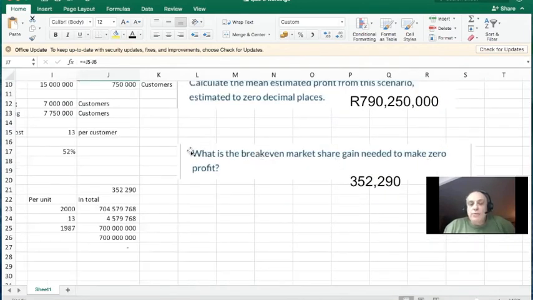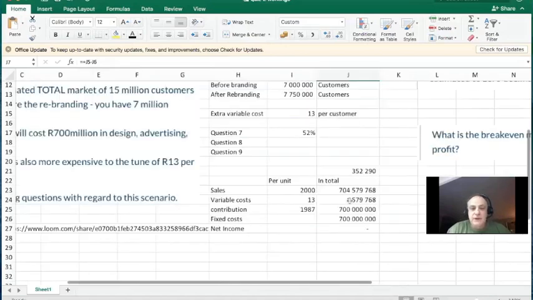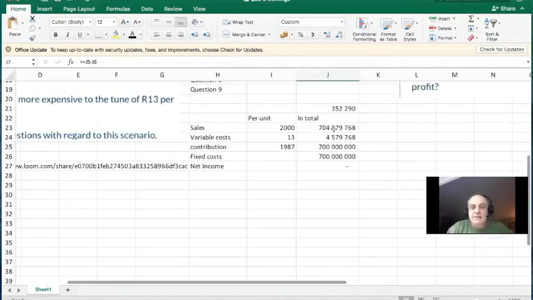The last question we're looking at is, what is the break-even market share needed to make no profit? So we want to know how many customers we need to get to be at break-even. Break-even meaning that this exercise didn't make us any money, but also didn't lose us any money. And the answer is we need at least 352,290 customers. But how did I get to that answer?